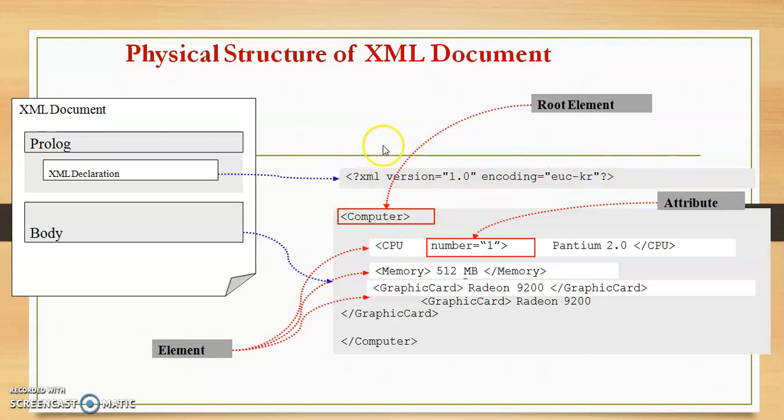Next, after the XML declaration, exactly one root element must be there in the XML document. Here computer is the root element, which comprises the child elements CPU, memory, and graphic card. CPU is followed by the tag having the attribute number, followed by the value of the attribute. Then there comes the content, then the closing of the tag.